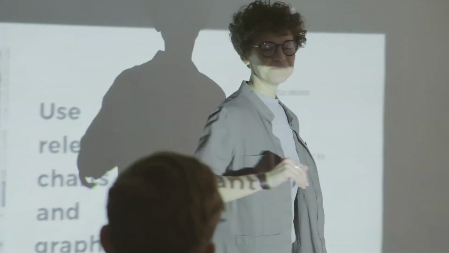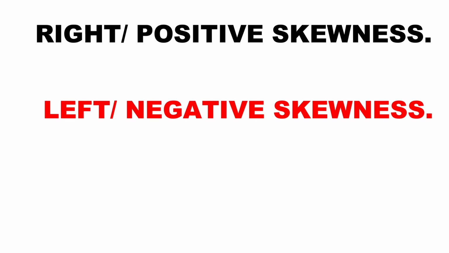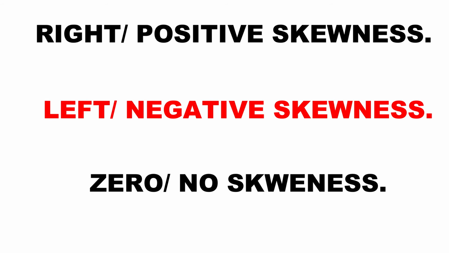So when it comes to the word skewness, I like to say that we have 3 types of skewness. The first one is what we call a right skewness or a positive skewness. The second one is what we call a left skewness or a negative skewness. And the last one is what we call zero skewness, or no skewness.